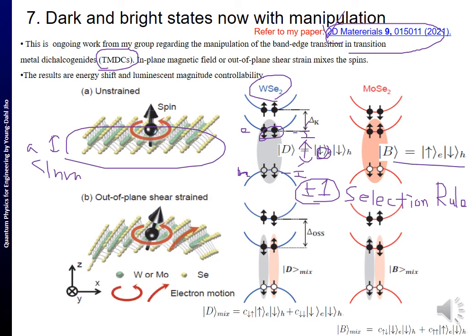In this case of MoSe2, the electron spin is up, the hole spin is down, and their difference is 1. Then it can emit light. Light emission is possible, and then we call it bright. When there's no light emission, it is dark.